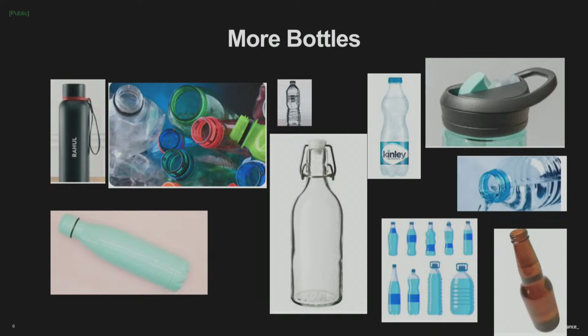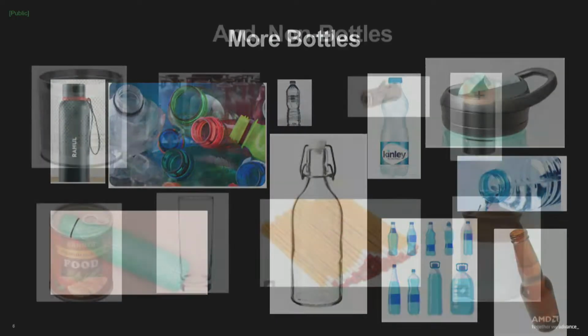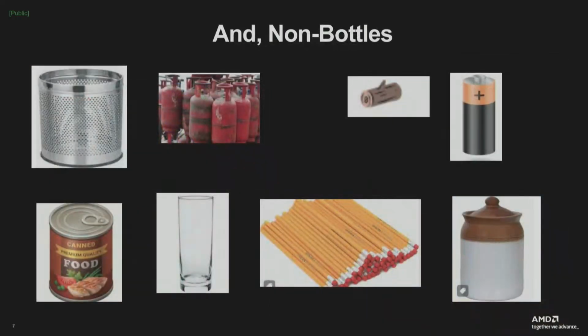Let's look at some more things. These are non-bottles. But this satisfies several conditions that we discussed: elongated, cylindrical, has a cap, closed at top and bottom. Multiple things.